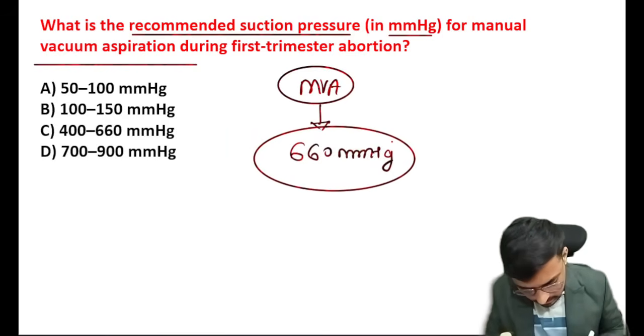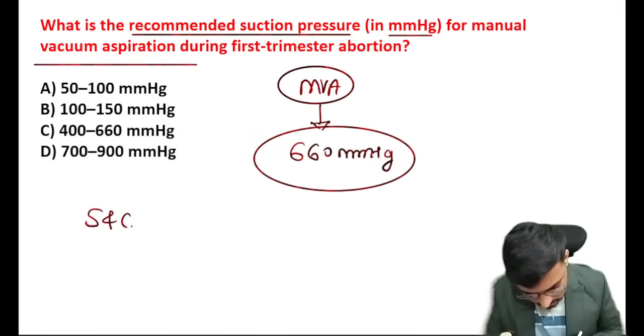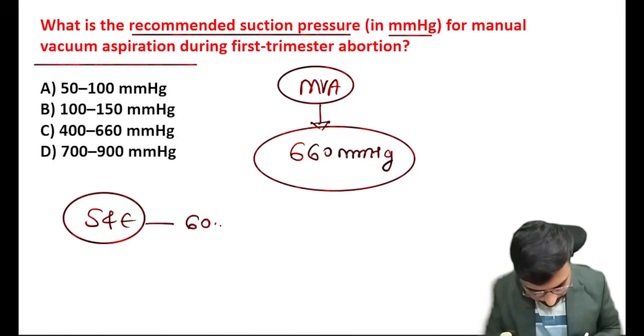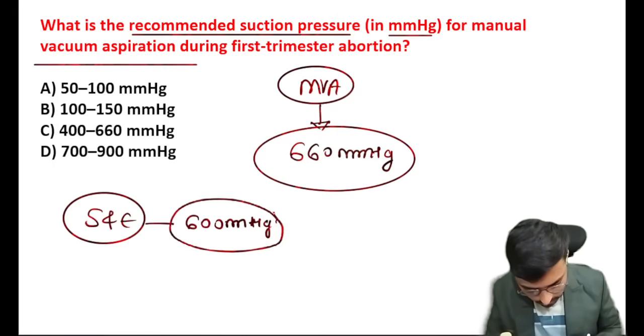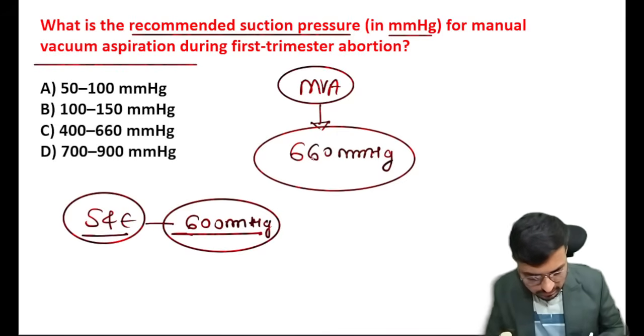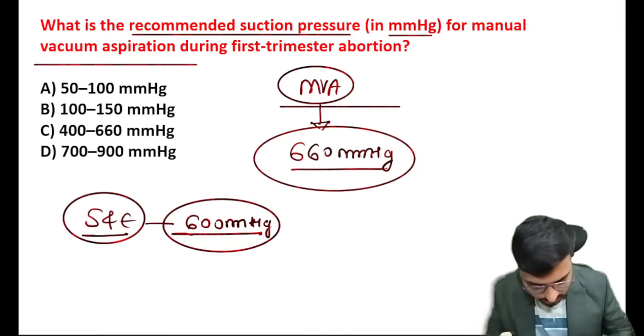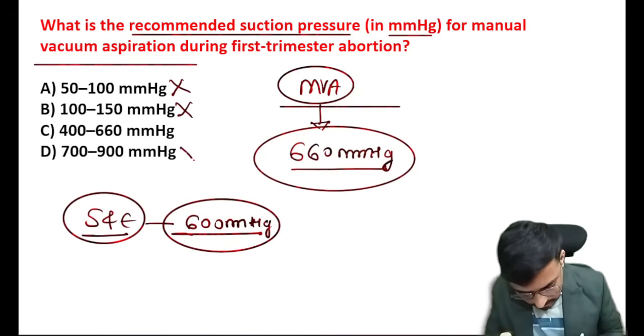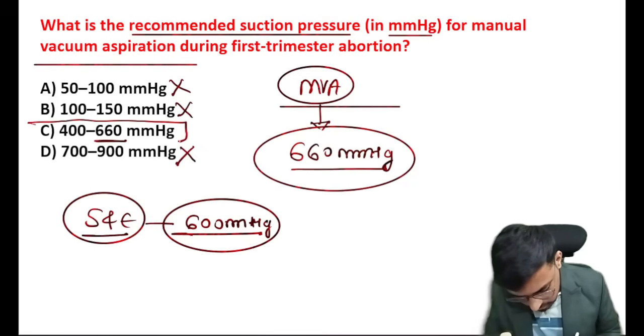For suction and evacuation, the pressure to be used is 600 mm of Hg. Remember, these are two different situations. In suction and evacuation, 600 mm of Hg. In manual vacuum aspiration with the help of the syringe, 660 mm of Hg. Search for the answer here: 50 to 100, wrong. 100 to 150, wrong. 700 to 900, more. So 660 mm of Hg. Option C is the correct answer.